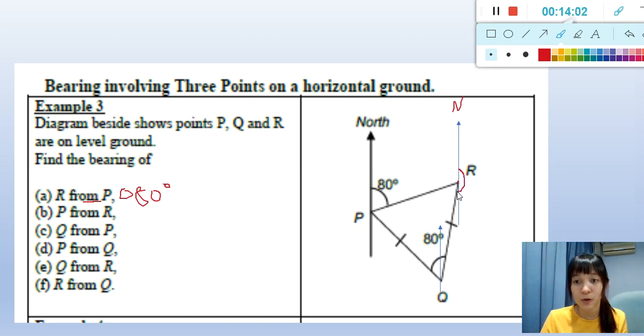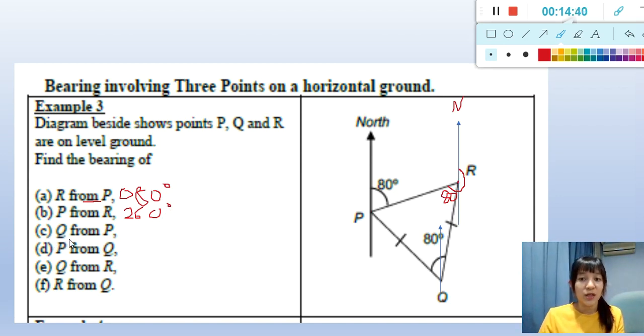Do you stop here? No. Do you stop here? No. You rotate until you stop here because this line is pointing towards P. So you have to measure what is the bearing here. Okay, what do you know? See a Z or not? You see Z? Yes, you see a Z, isn't it? If this is 80, this part also 80. How about this straight line? 180, isn't it? 180 plus 80, you get 260. Right?